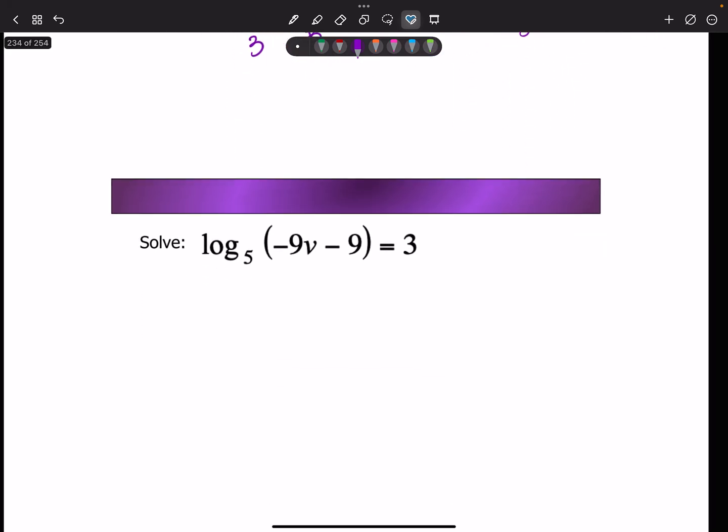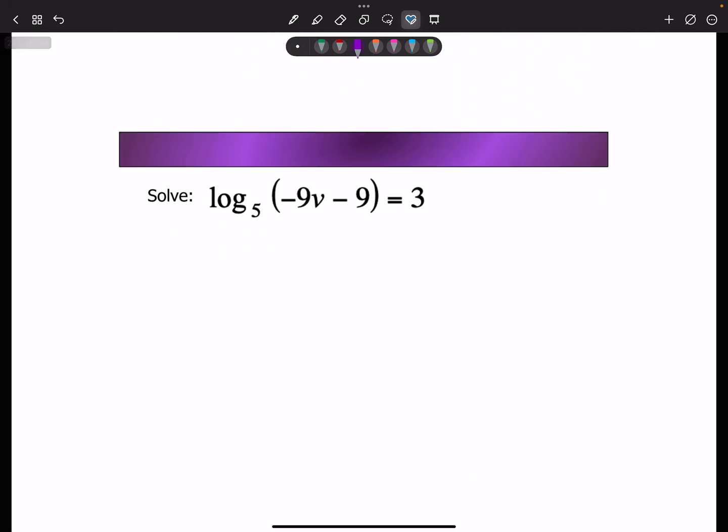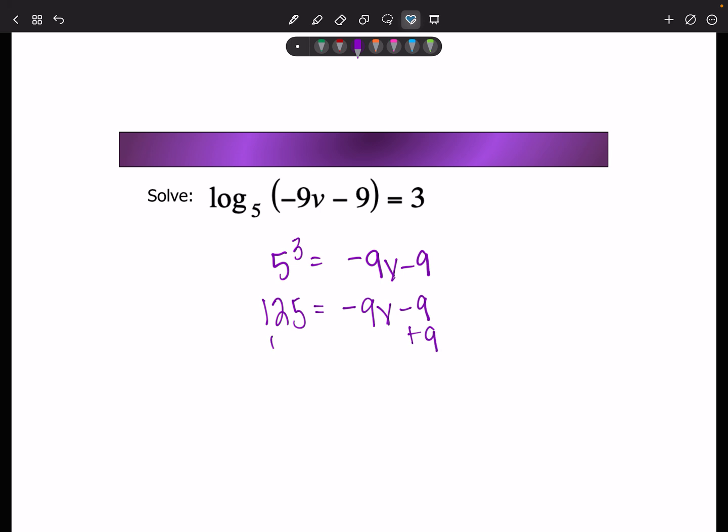And this next one, go ahead and press pause, and when you're ready to come back, press play. Okay, on this next one, we have 5 cubed equals negative 9v minus 9. That's 125 equals negative 9v minus 9. I add 9 to both sides. I get 134 equals negative 9v. Divide both sides by negative 9.